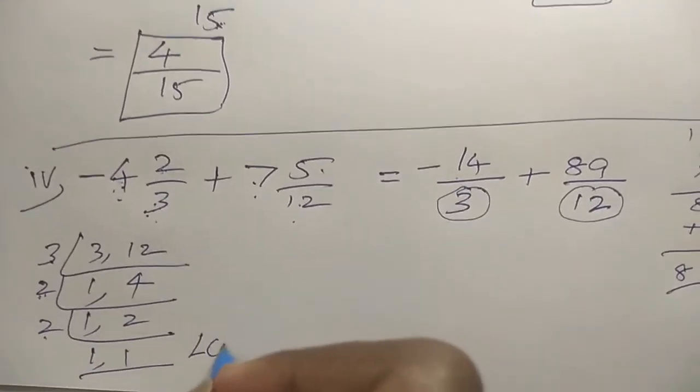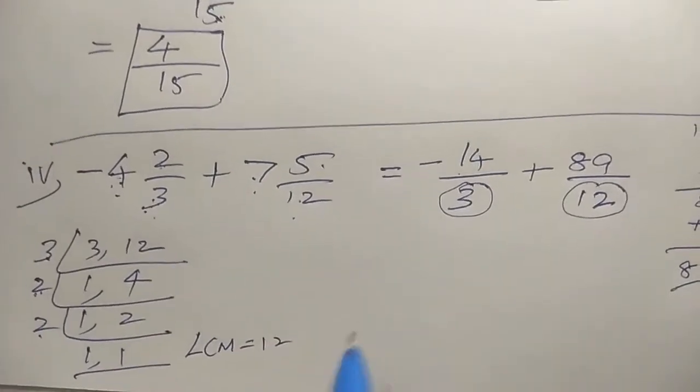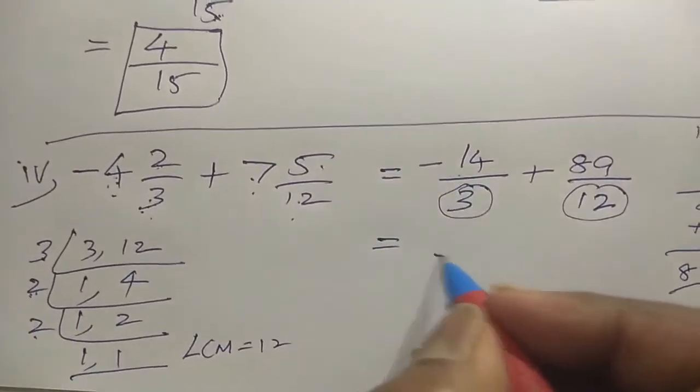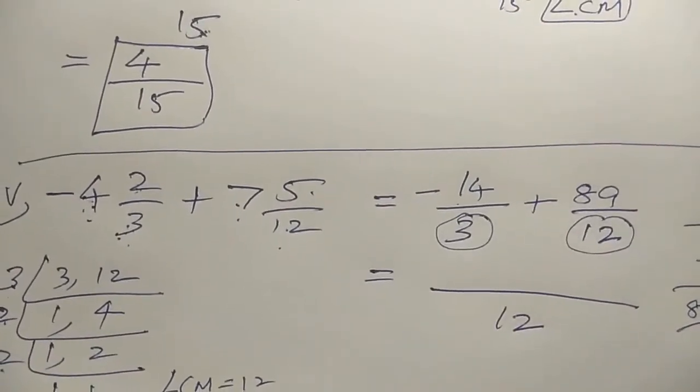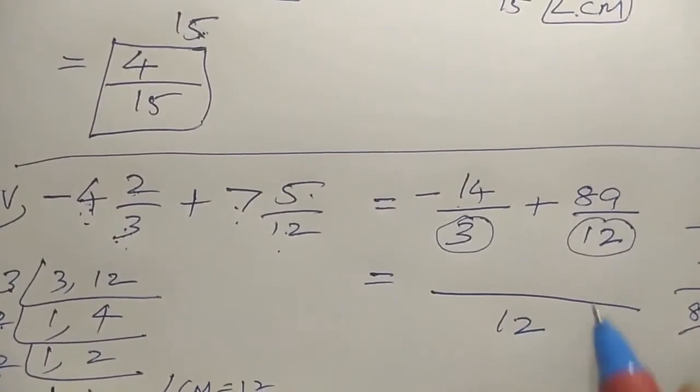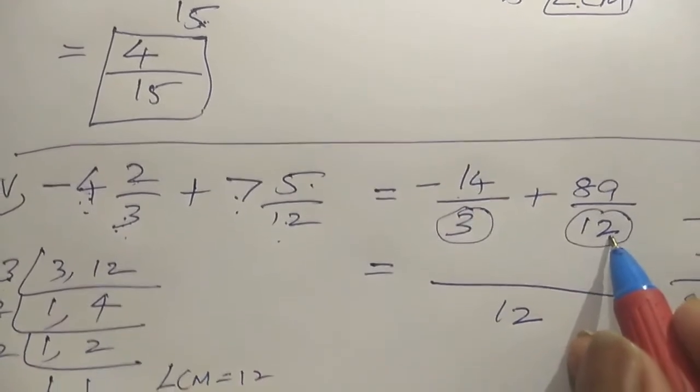So here the LCM is equal to 12. So here we come here again. 12 is the LCM, correct? 12 is the LCM. So here 12 is already present here, so we don't want to multiply anything here.